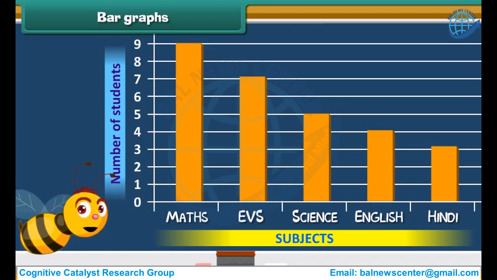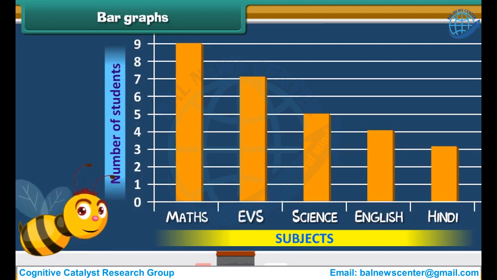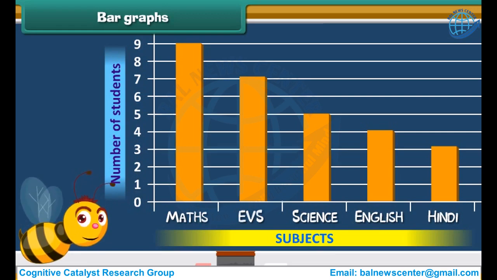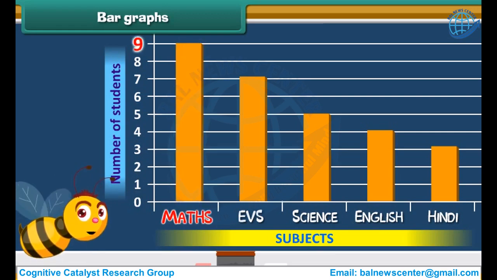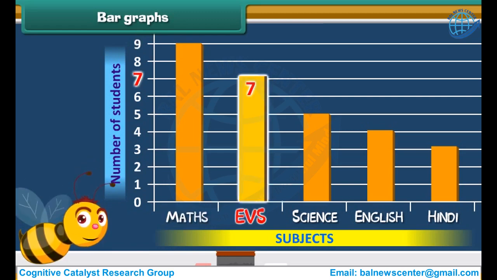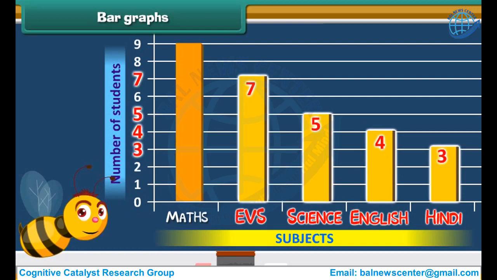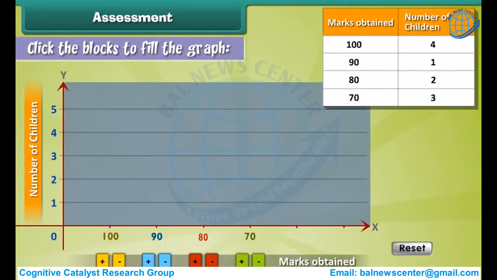In the given graph, subjects are listed at the bottom and the number of students is given at the side of the bar graph. In this graph, 9 blocks tell us about the number of students who like maths. Similarly, there are 7 blocks in EVS, 5 blocks in science, 4 blocks in English and 3 blocks in Hindi. Click the given block to fill the graph according to the data in the table.